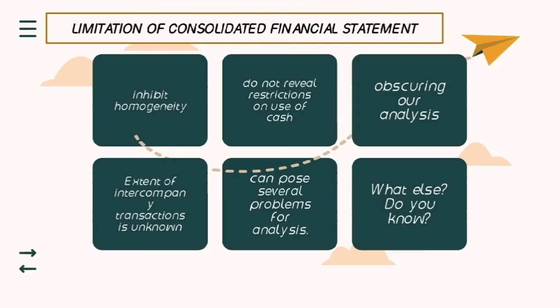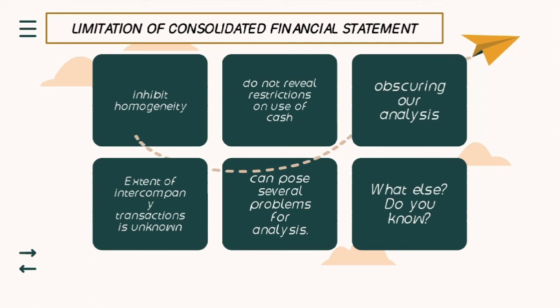Okay, here we have several pieces of information related to limitations of consolidated financial statements. Some of the limitations: financial statements of the individual companies composing the larger entity are not always prepared on a comparable basis. Differences in accounting principles, such as amortization rates and other factors, can inhibit homogeneity and impair the validity of ratio, trend, and other analysis.